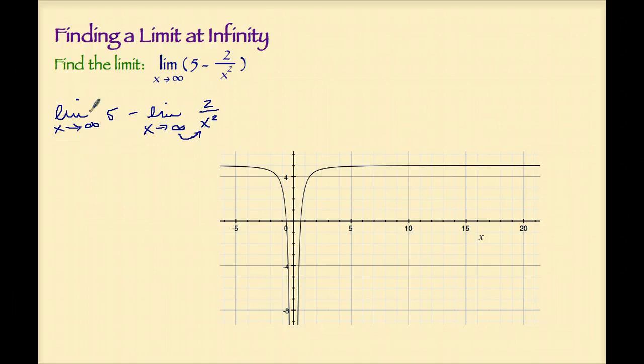So essentially the limit as x approaches infinity of 5 is 5. It's going to be 5 from negative infinity to positive infinity. However, the limit as x approaches infinity of 2 over x squared is 0. So this limit altogether is 5.